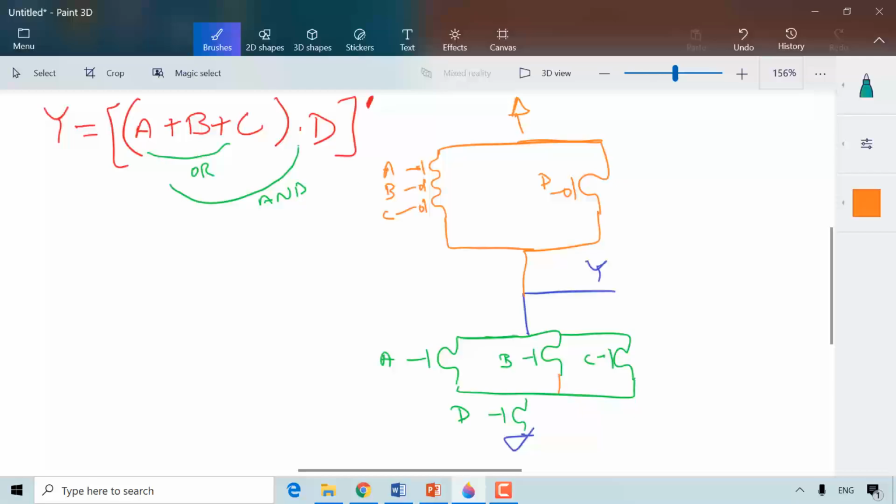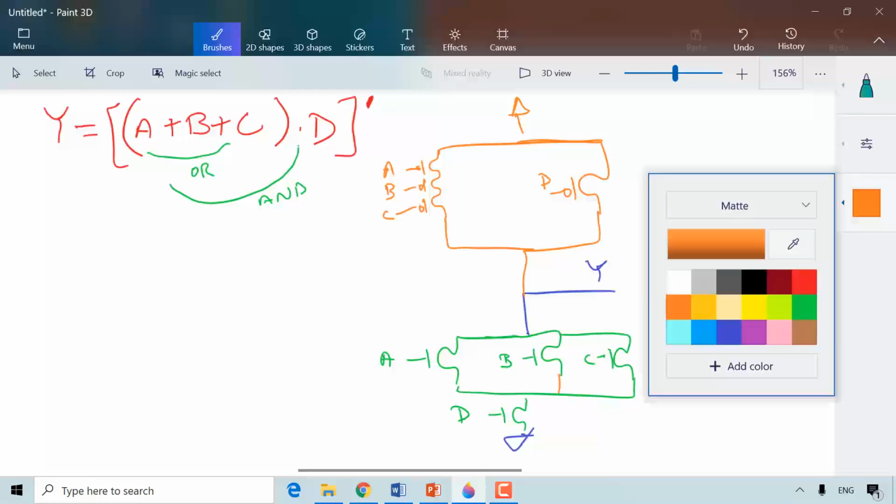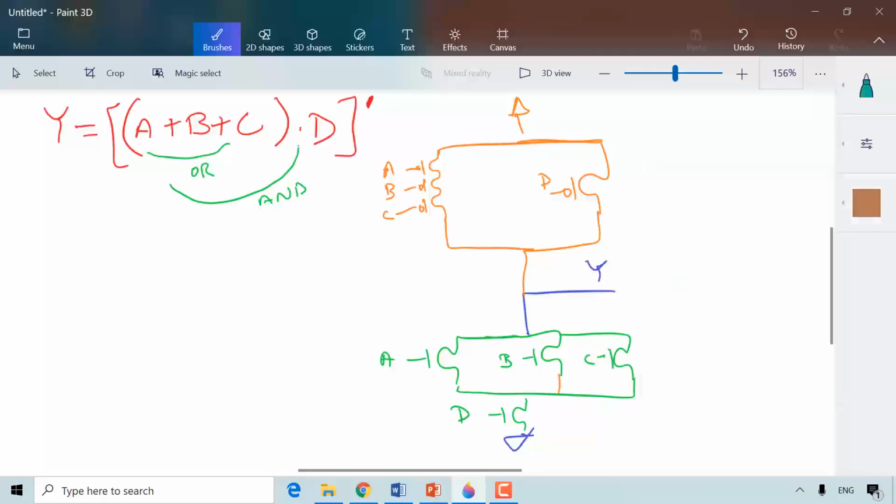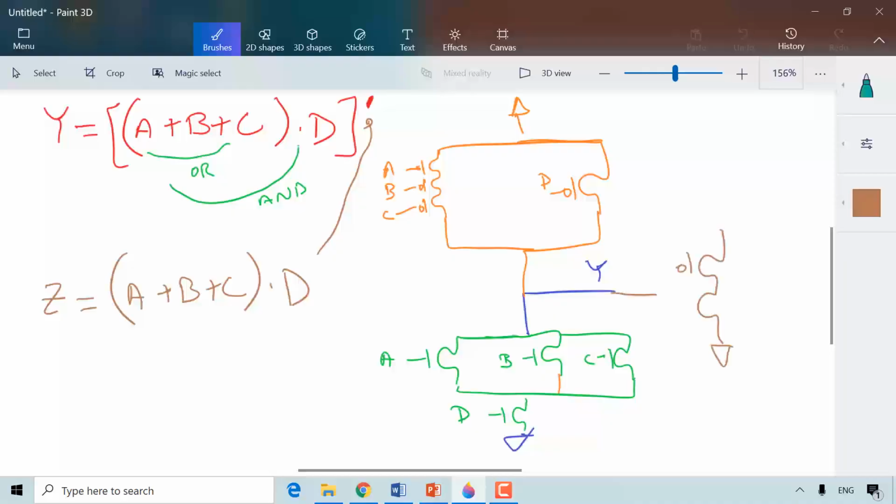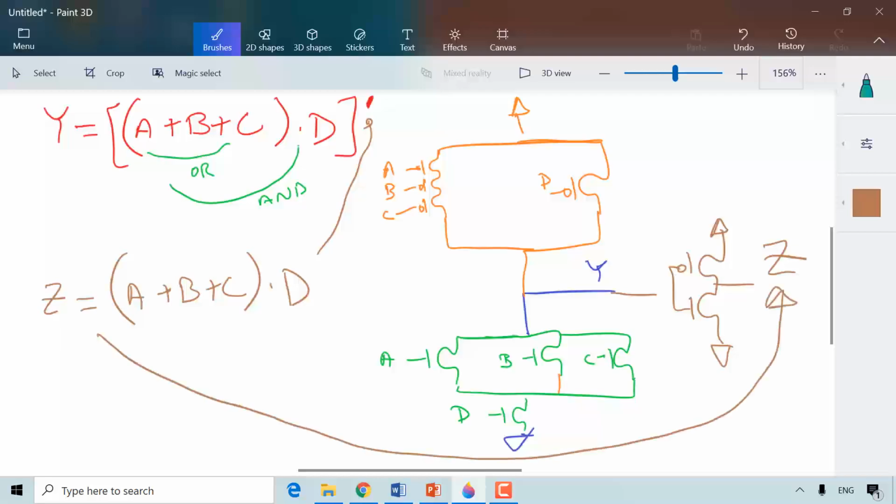What happens if he gives me this problem without the prime? Let's say, for example, he says I need Z where A or B or C is ANDed with D. There is no prime here. The output is not inverted. In this case, what do I need? I have to add an inverter to invert the output. And in this case, the output here becomes the correct output Z. So this is right here, the Z.